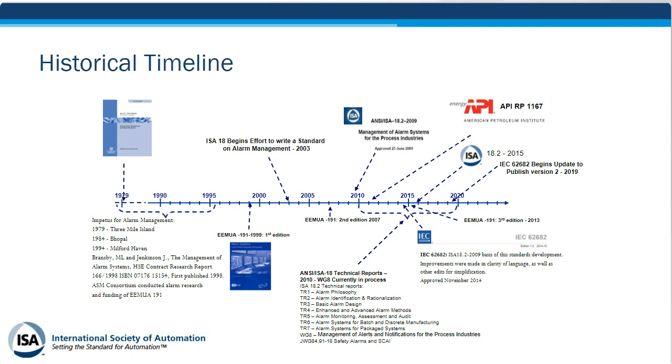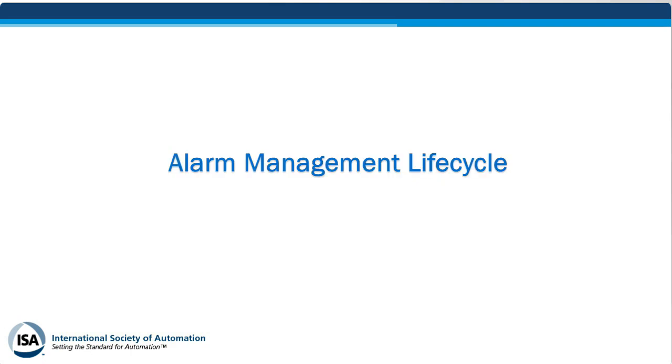The document just came out of the IEC editorial process, and we need to do a few things and then push it out the door to publish that new version of 62682. And then we will start later this year to update 18.2. So it gives you a history of alarm management.